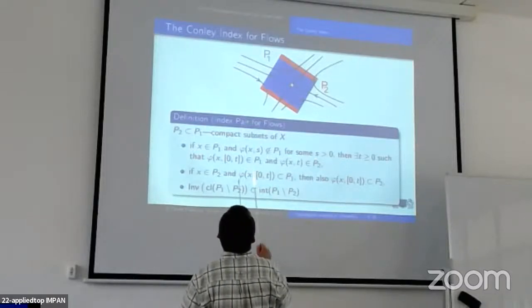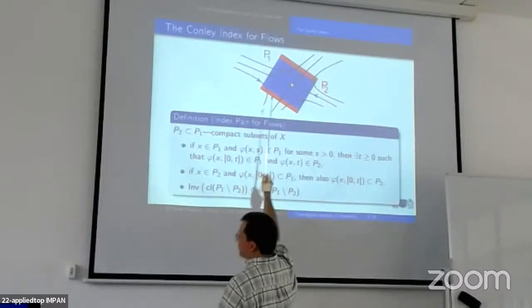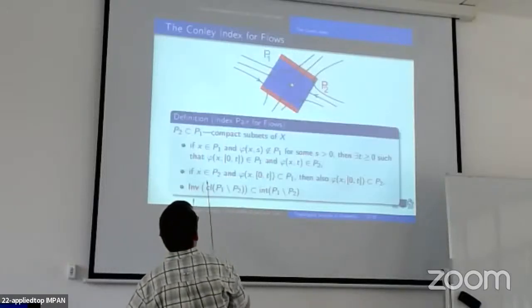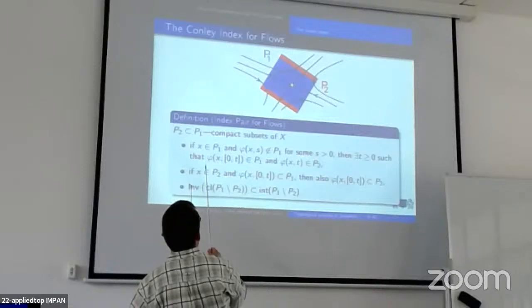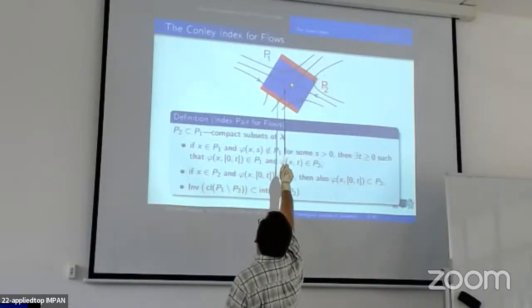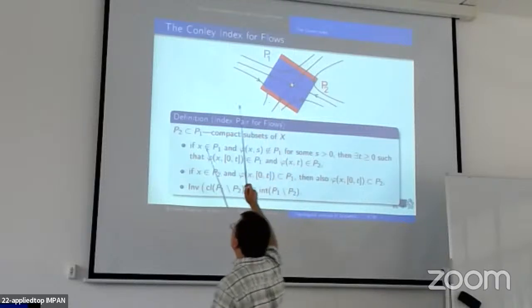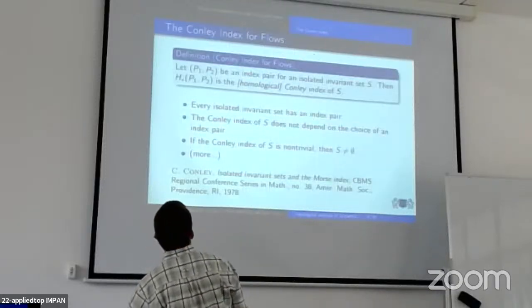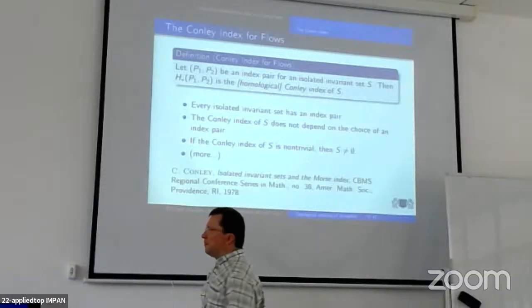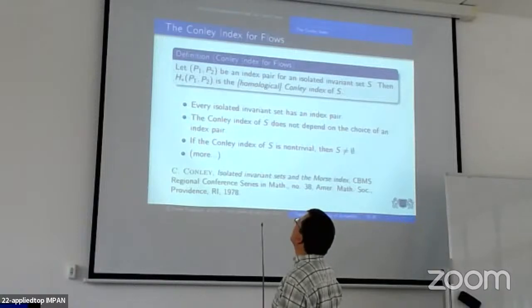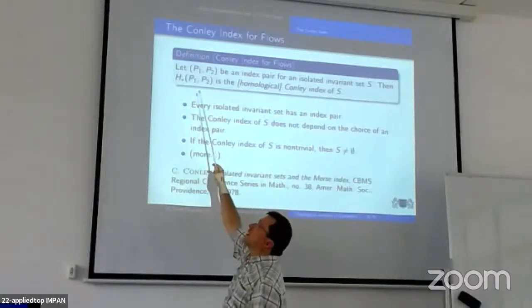The next condition is, these are the conditions I've just told about. And the third, so we have this isolating neighborhood, and trajectories leave through the exit set, and from the exit set, there's no direct way back to this neighborhood. So these are the three conditions. And now the Conley index is the relative homology of this index pair.